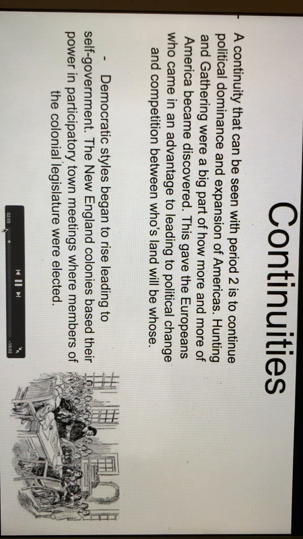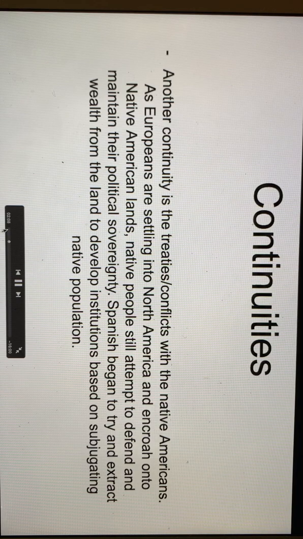Another continuity is the treaties and conflicts with the Native Americans. As Europeans are settling into North America and encroach onto Native American lands, Native people still attempt to defend and maintain their political sovereignty. Spanish began to try and extract wealth from the land to develop institutions based on subjugating the Native population. American Indian resistance to Spanish colonizing led to the Pueblo Revolt, where the natives rose against the Spanish as they tried to force Catholicism into the colonies.